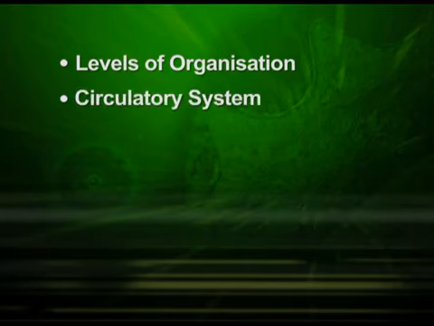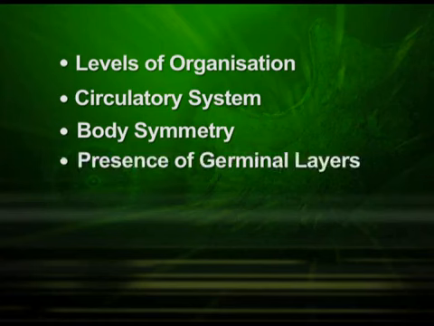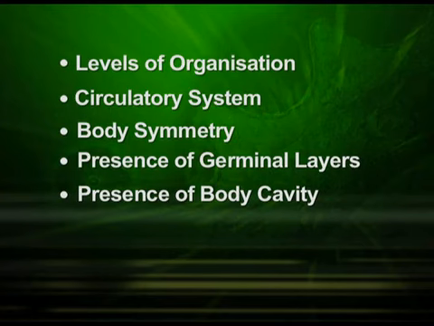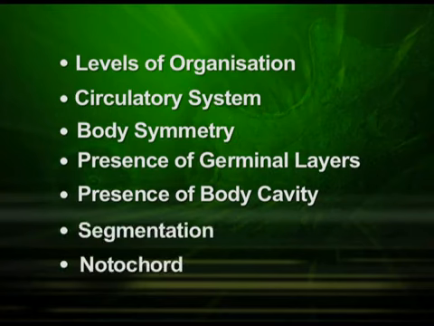In this episode, we had been discussing the chordates and we also saw how the chordates are different from the non-chordates. The animal kingdom has different diverse forms. They have a wide variety of forms and based on the classification pattern which makes them unique. They have been classified based on certain criteria: their levels of organization, their circulatory system, their body symmetry, the presence of germinal layers, presence of body cavity, segmentation and notochord.